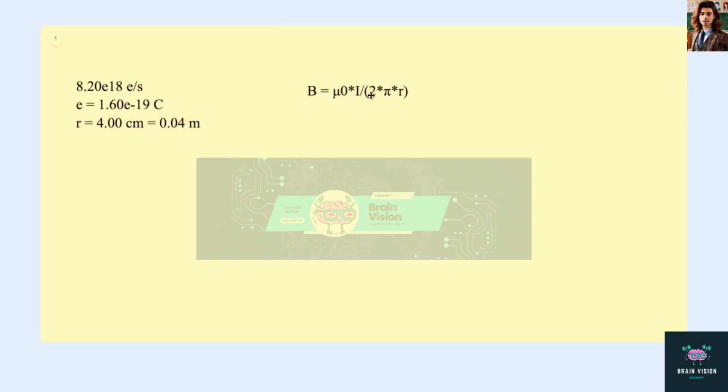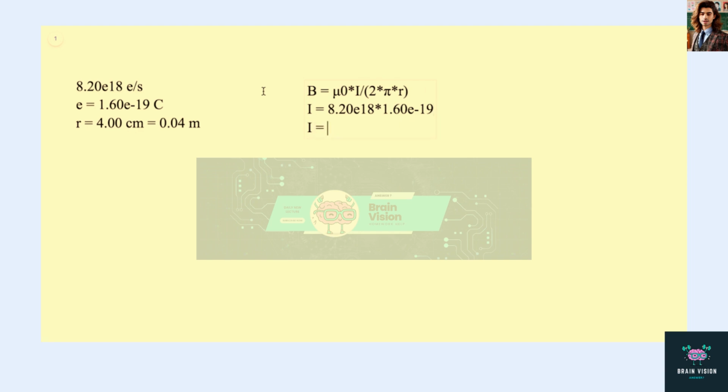So the magnetic field from a long wire is shown here. And notice that the first thing we're going to need to do is find the current. So the current is just going to be the number of electrons passing through per second times the charge of the electrons. So we know that there are 8.2 times 10 to the 18 electrons going through per second. So we're going to want to multiply that by the charge of each individual electron, which is going to be 1.6 times 10 to the minus 19 coulombs.